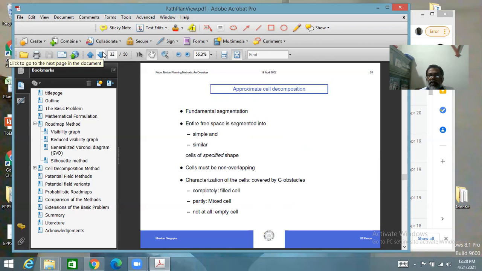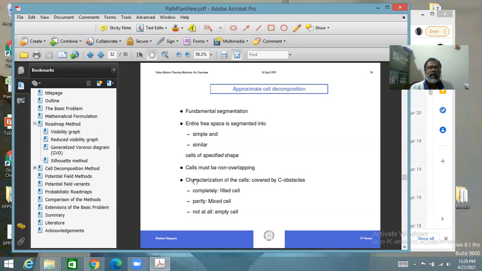Now that is very limited. So the real tough business, the big business, you can do with approximate cell decomposition. And here, the segmentation is something very fundamental. Okay, like trapeziums of this shape and that shape, so many special things you cannot handle here. So the entire free space will now be segmented into simple and similar cells of specified shape. Okay, and cells must be non-overlapping as usual, sharing only the boundary, which would be one dimension less.